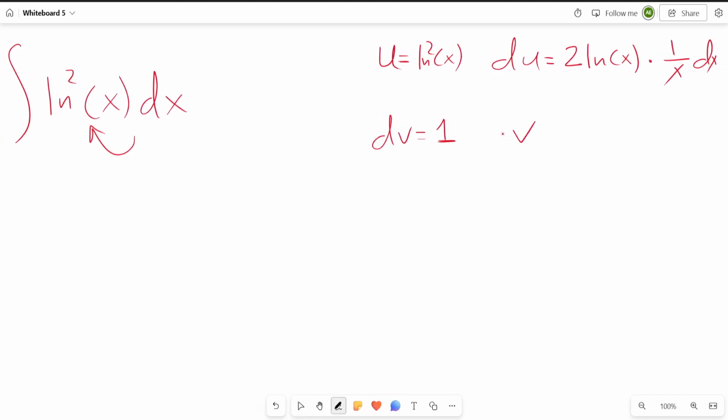Okay, for dv, it's super simple. If I want to integrate dv, it's 1 dx, so it's equal to x.